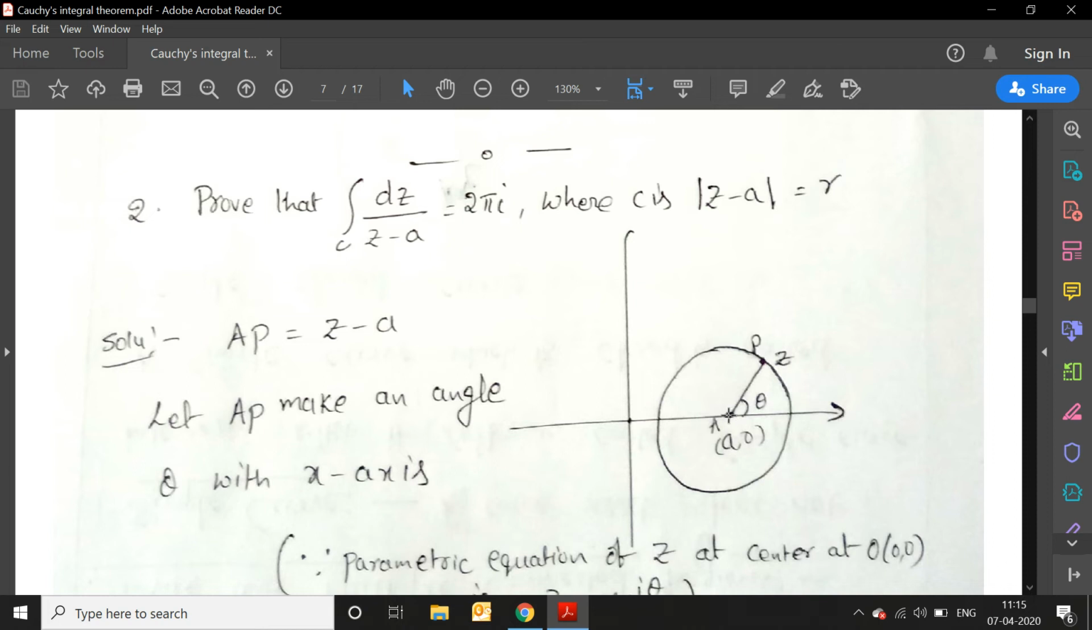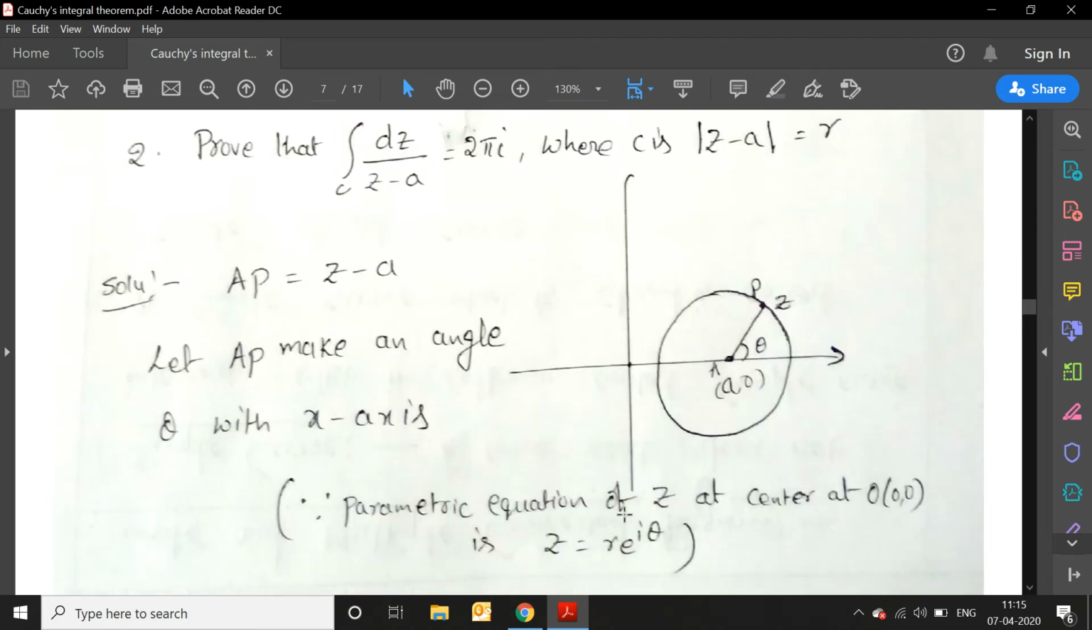So this point is called A, this point is called P. So that's why AP is equal to z minus a. Let AP make an angle theta with the x-axis. So with the x-axis, AP is making the angle theta. So the parametric equation of z at center 0 comma 0 is z is equal to r e power i theta.